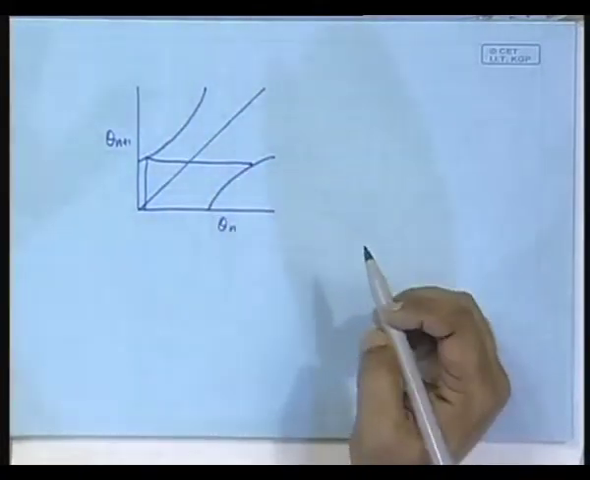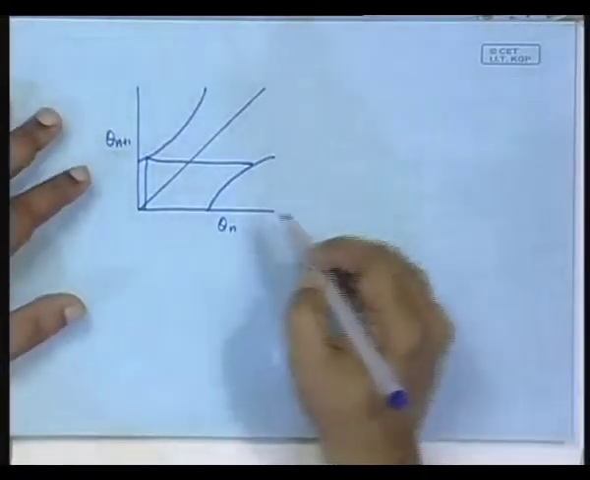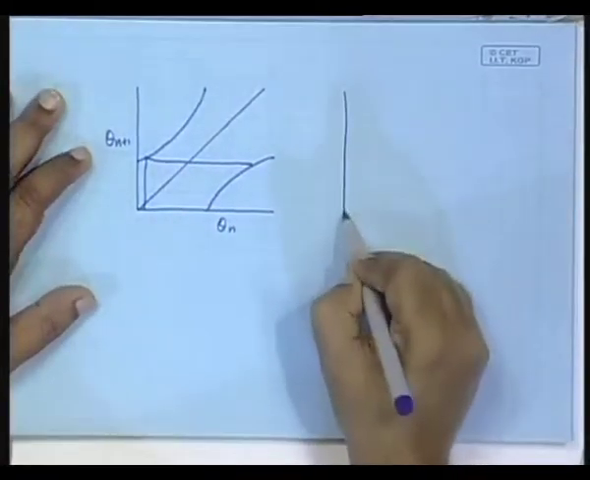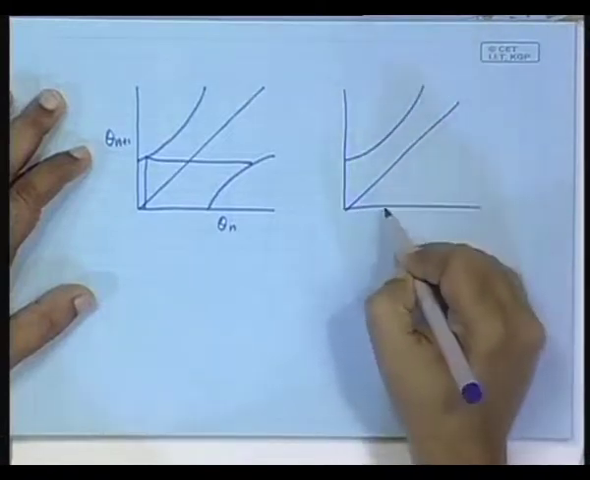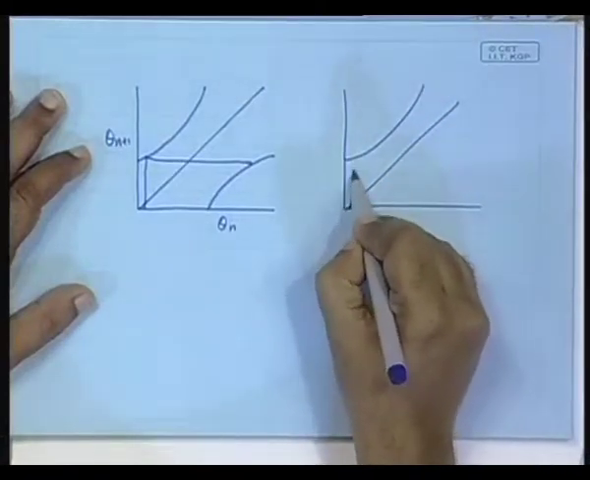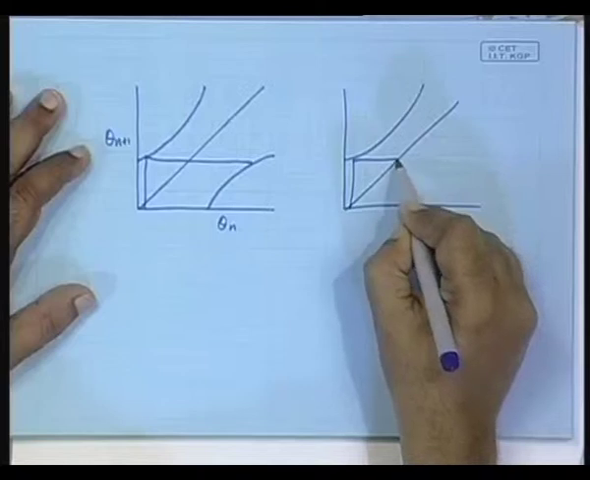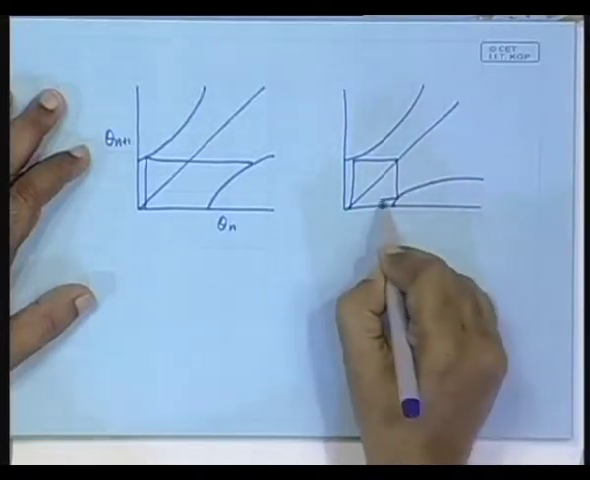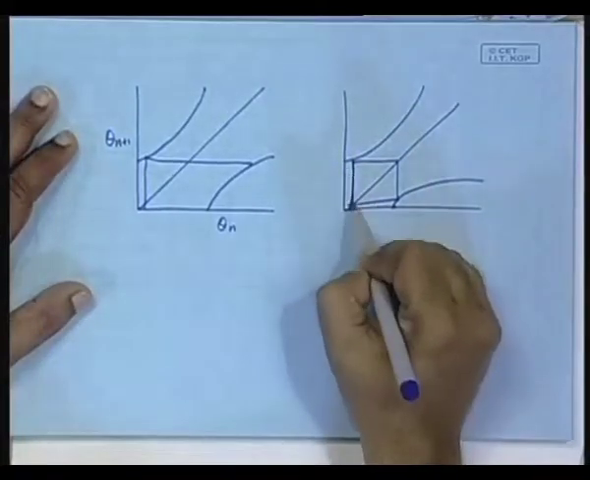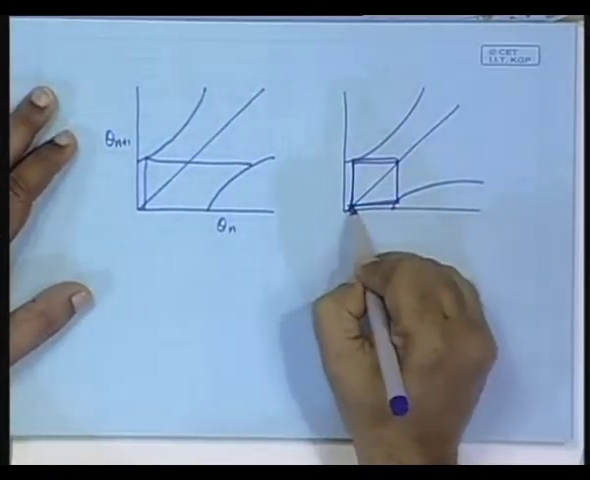No, the drawing is not correct. I'll draw again. So, supposing it goes here, it comes here, so it has to come back somewhere here. So, an orbit can be something like this.